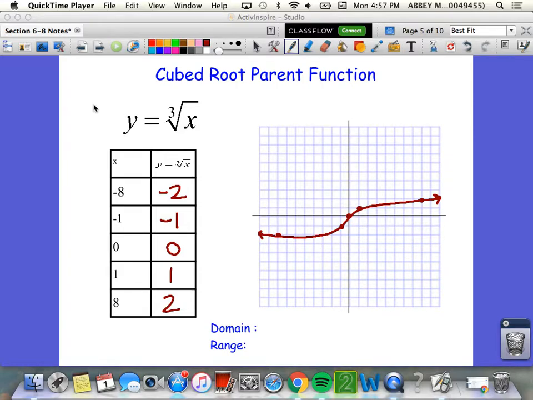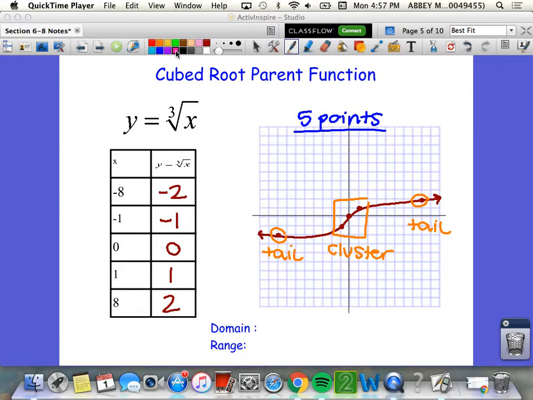So when it comes to graphing cube root functions, you have to have a total of 5 points. Right here in the middle, this is what I call the cluster. And then you also have 2 tail points. Okay, a total of 5 points when you're graphing a cube root function. You have to have the cluster, and then you have to have the 2 tails.